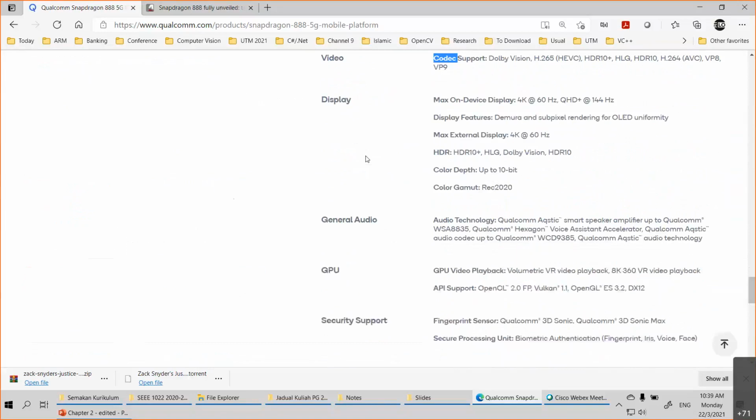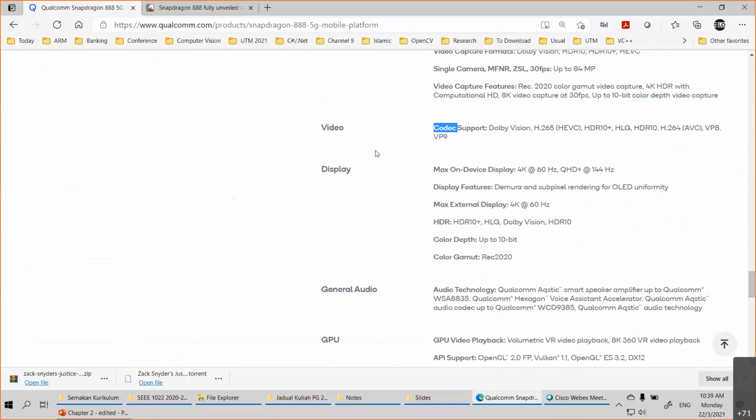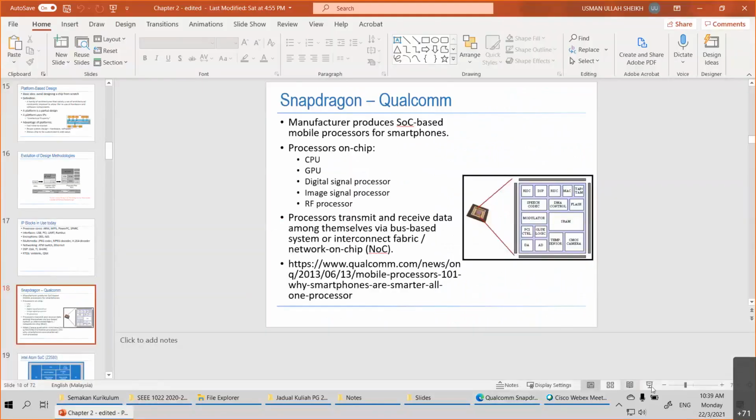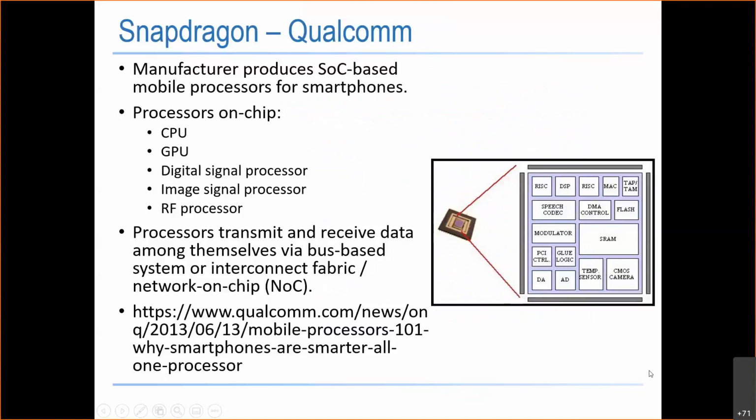So there are so many things on the SoC. The processor is just a small part of the system on chip. Then you have so many other things on the system on chip. So that's what you have to realize. You don't just have a processor. For your phone, for example, when you buy a phone, it's not just a single processor. You have so many other things together with it.